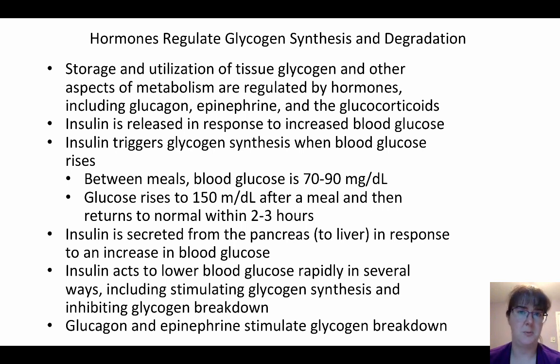And insulin, remember, will also be stimulating glycolysis at the same time to try to get rid of some of that extra blood sugar. Insulin is secreted in the pancreas, and insulin will be stimulating glycogen synthesis as well as inhibiting glycogen breakdown. Glucagon and epinephrine both will be stimulating glycogen breakdown. So again, we see those opposite pairs in our hormones. And just that note in the middle, that insulin is what's responsible for basically trying to maintain your blood glucose. So in between meals, blood glucose is between 70 to 90 milligrams per deciliter. Glucose then rises to 150 after a meal and returns to normal within 2 to 3 hours.